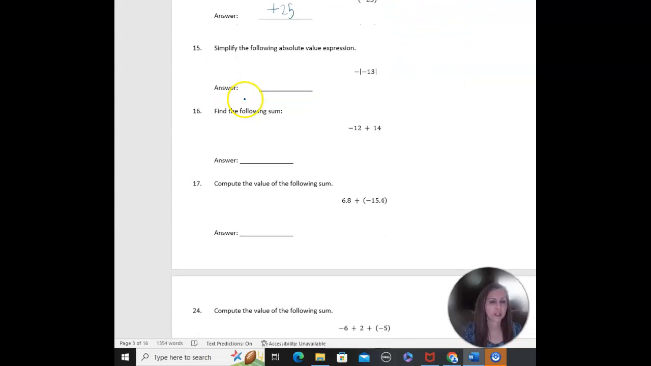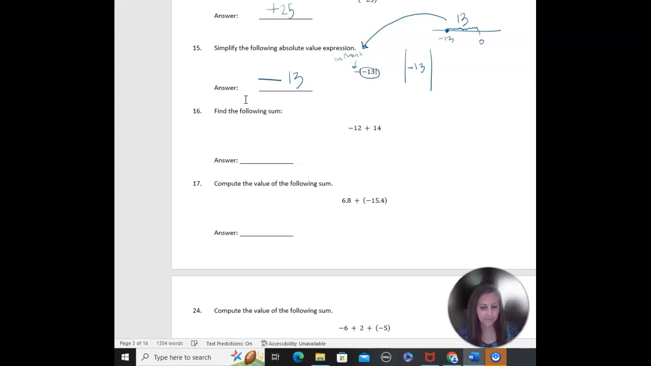Back to absolute value. Notice that this negative is in front. So that's going to remain in front. What we want to do is take the absolute value of negative 13. Well, think about it this way. There's negative 13 down here. Here's 0. How many steps would be between 13 and 0? You don't worry about if it's positive or negative. The distance from 0 is 13. But we had a negative in front. So the answer is negative in front. Absolute value would be 13.